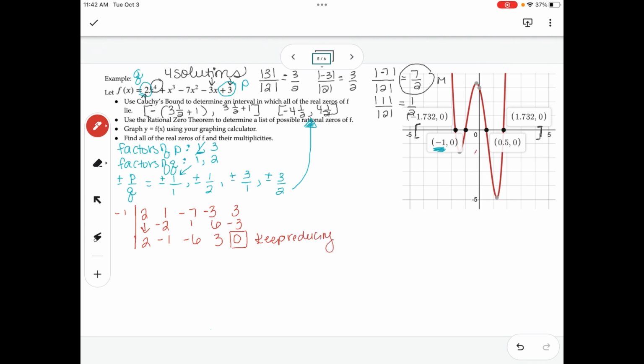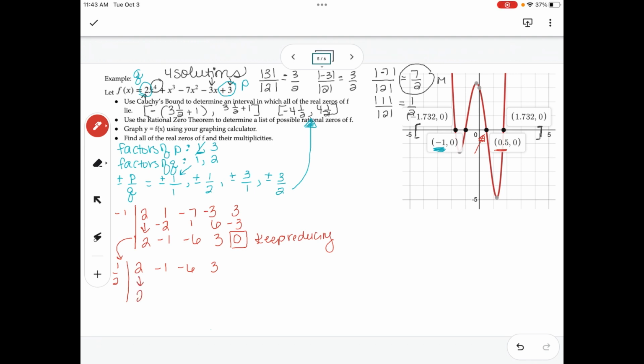Because I also see half is a real solution as well, and half also happens to be part of the rational zero theorem list that we found. So let's keep reducing, this time using half. We'll pick up where we left off, so 2, -1, -6, and 3. You also certainly could have started off with half and then done -1, so the order doesn't matter. I was just working from left to right.